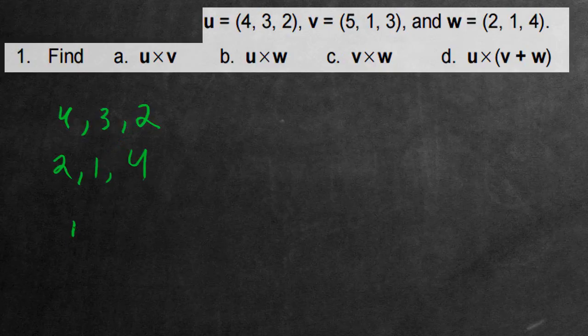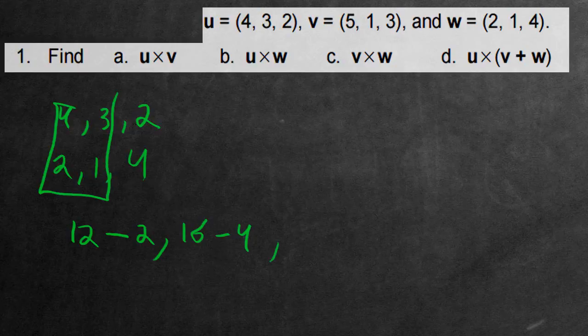So 3 times 4 is 12, subtract 2, and that's the first coordinate. Now let's cross the first one, so the 4 and the 4 over here, and the 2 and the 2. 4 times 4 is 16, subtract 4, which I got from 2 times 2, another comma. Now the last coordinate, we focus on the first two columns, so cross the 4 and the 1 and the 3 and the 2. 4 times 1 is 4, subtract 3 times 2 is 6. And now we have all the components.